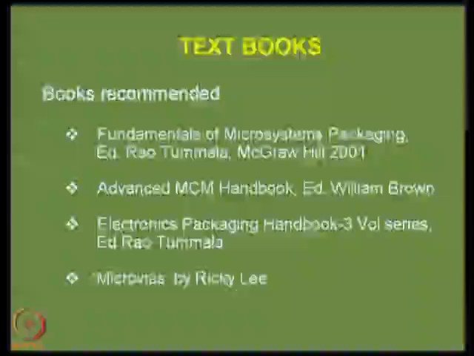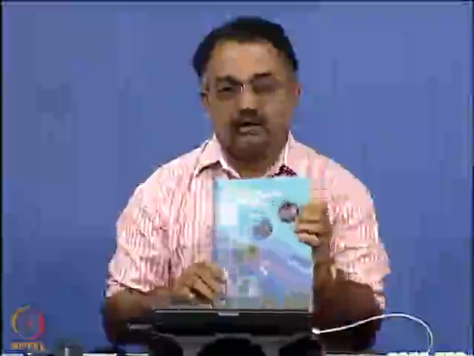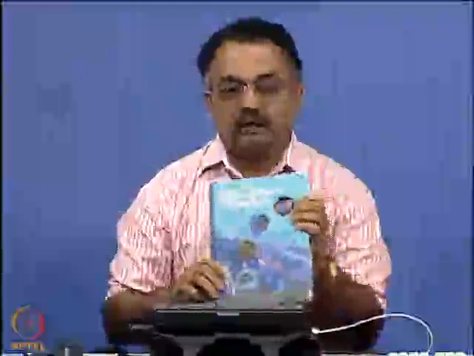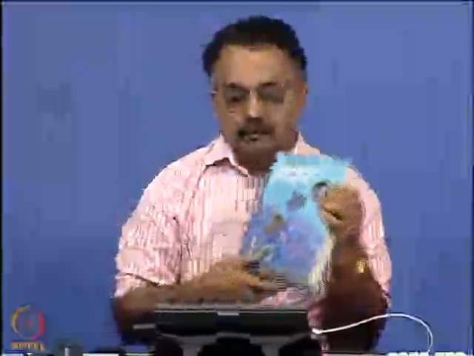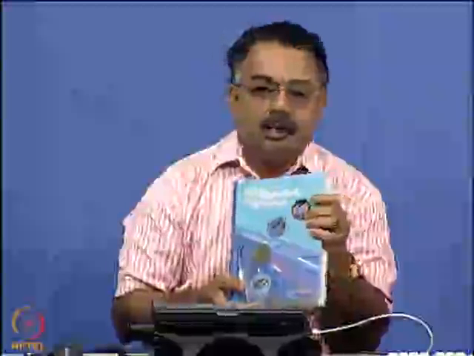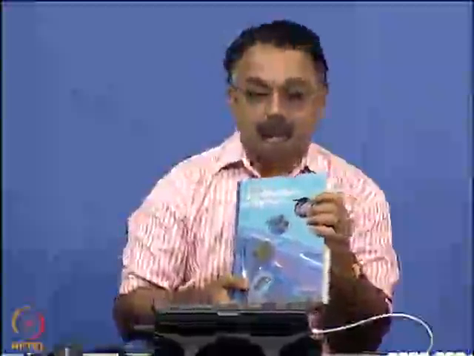Now the textbooks that are recommended for this course, the first one I would recommend is Fundamentals of Microsystems Packaging. This is a book which I show here, the cover page. Okay, this is a 2001 edition, and the editor is Rao Tumala. This is considered a Bible, and this is being used by over 60 universities globally. I am very glad to be part of this book. I am one of the authors in this book, and I recommend everybody to go through this book, and we will follow this book in this particular course.